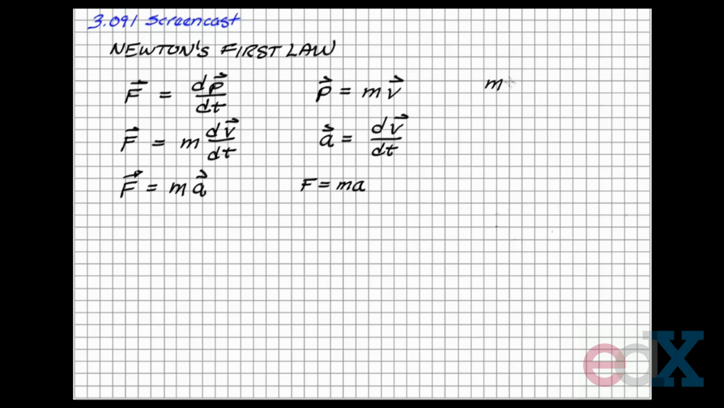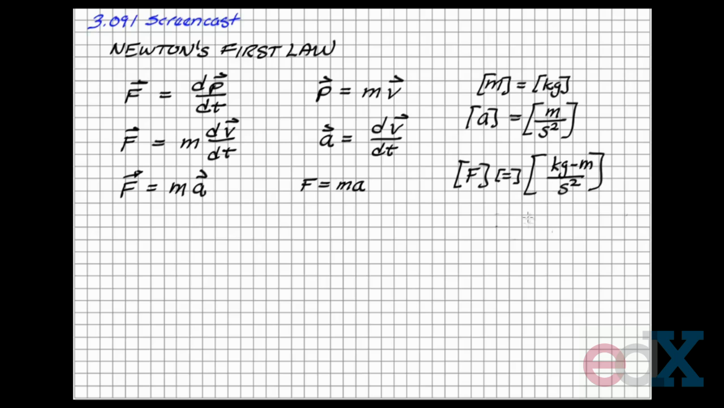The mass, of course, has units of kilograms. And acceleration has units of, well, the velocity is meters per second divided by time, so the units of acceleration had better be meters per second per second. So you put the square there. That means the units of force had better be kilograms meters per second squared. Now we call that funny combination of units in MKS the Newton, in honor of Sir Isaac Newton, of course.